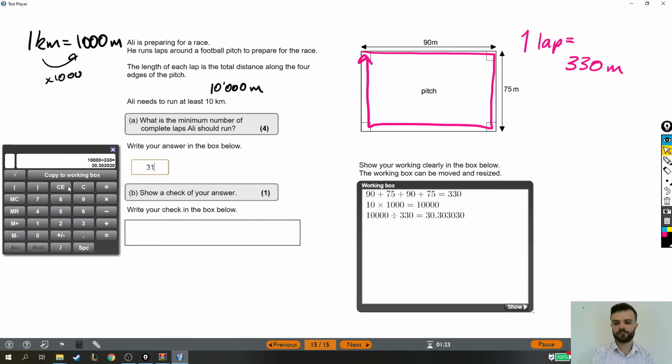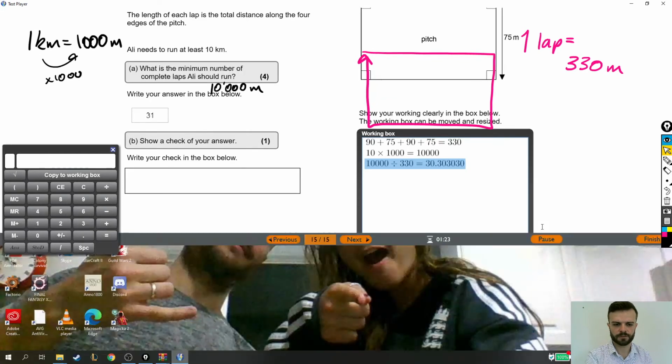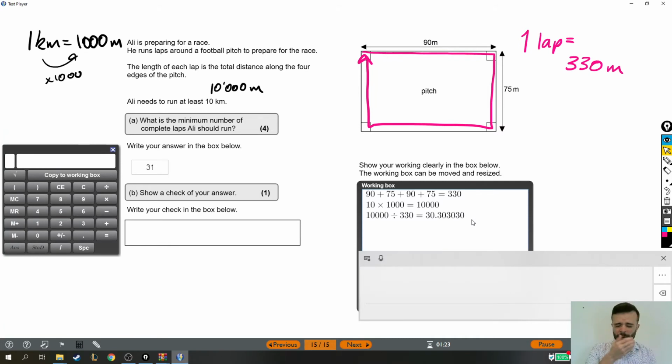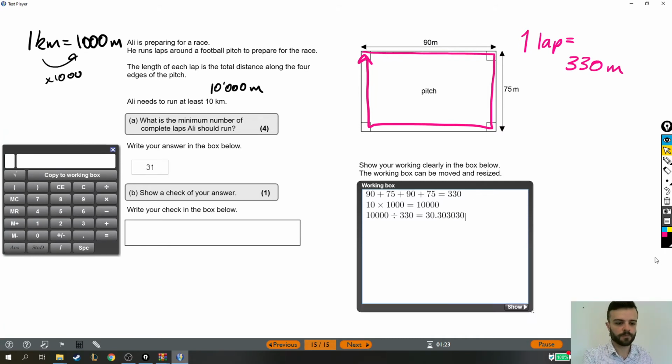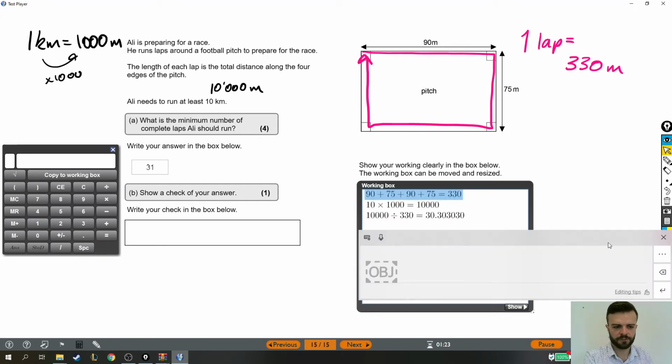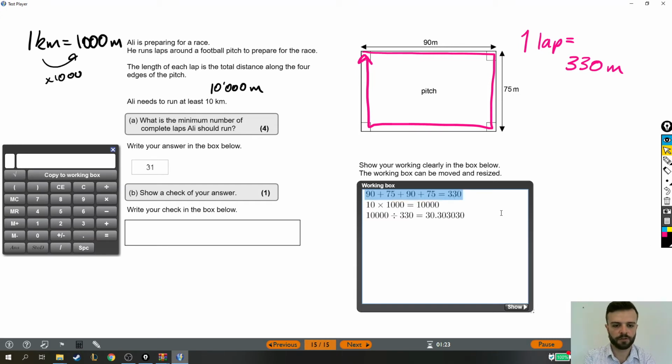Now part B asks us to show a check of our answer. We've got 2, I would say, nice calculations here that will be easy for us to check. The bottom calculation, or maybe this middle calculation, are the ones that are easiest for us to check. I would say it's harder for us to check the first calculation we did because it's quite long. We've added up 4 different numbers. So I'm going to suggest we check this middle calculation where we did 10 times 1,000.